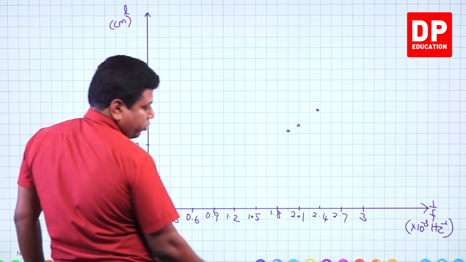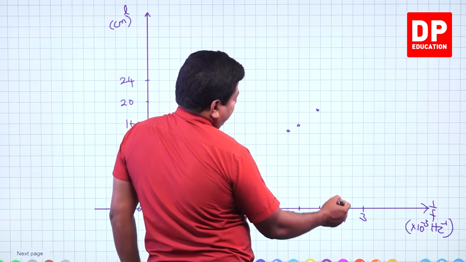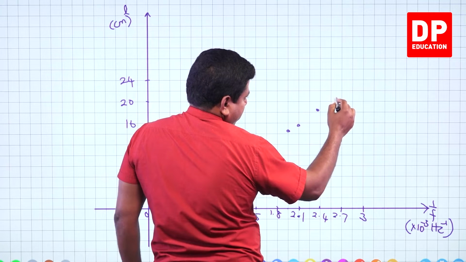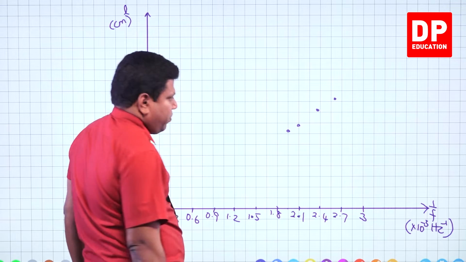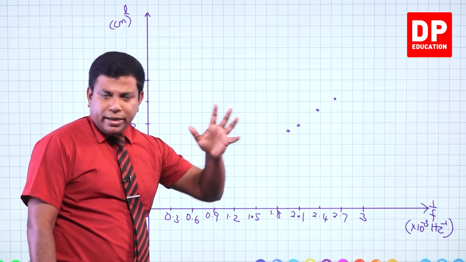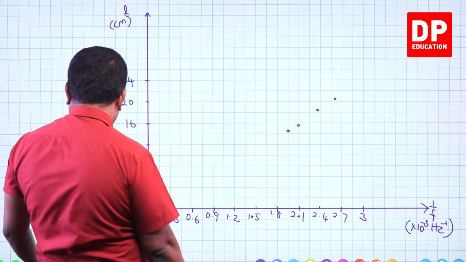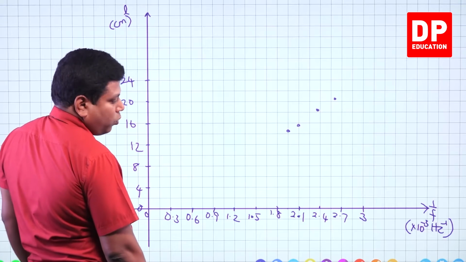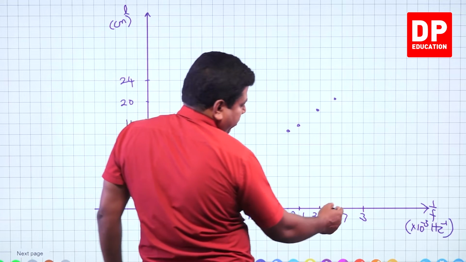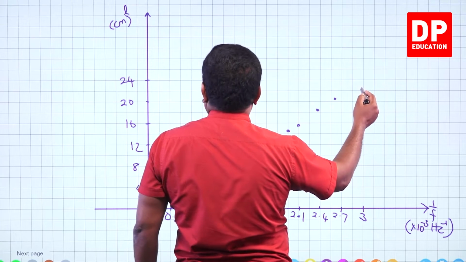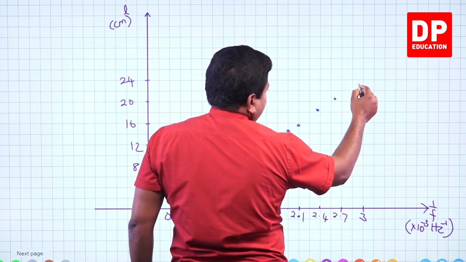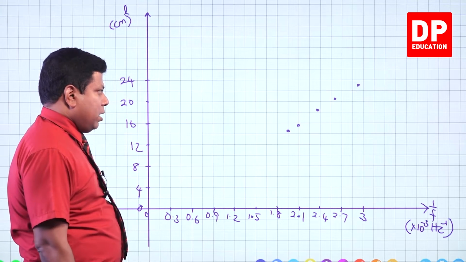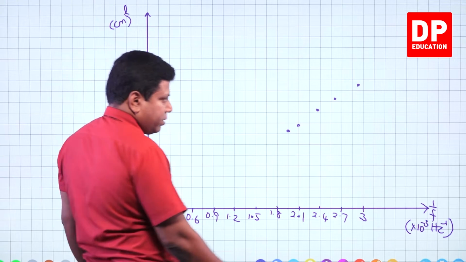2.6, 20.5. Yes, if you have a graph sheet, you can mark these better, but these values anyway. Then 2.93 and 23. Right, that's how we are getting the values. Let's draw the graph and see what happens.